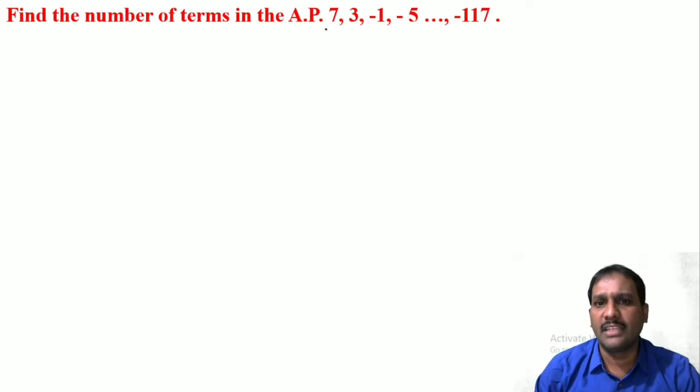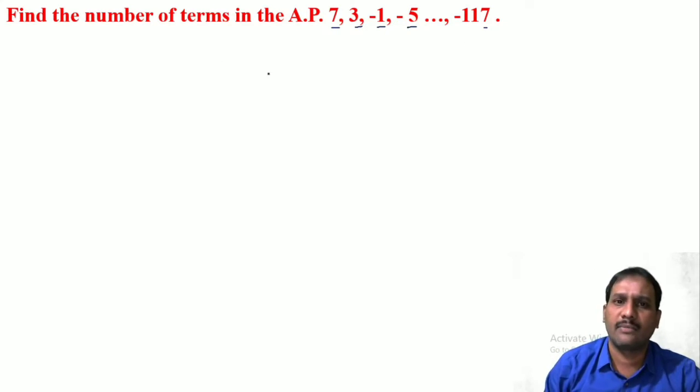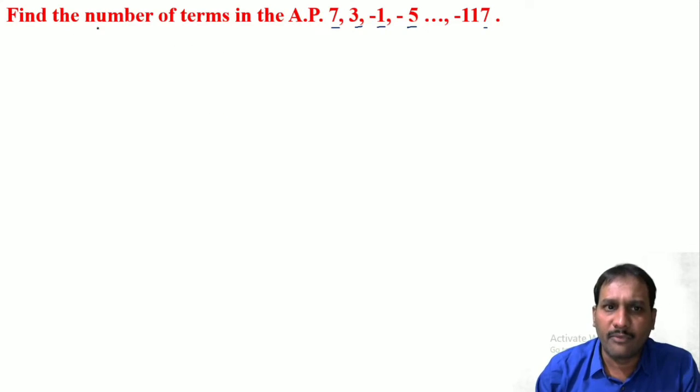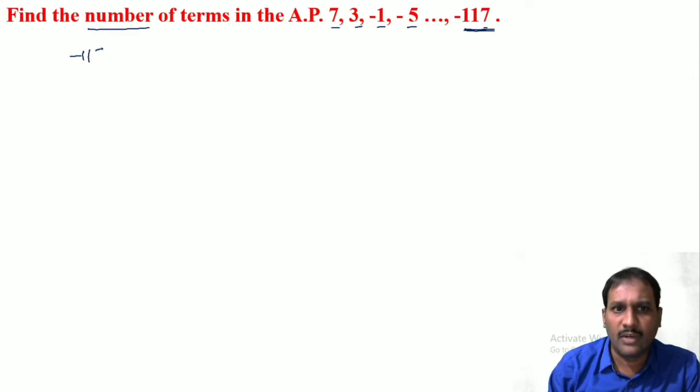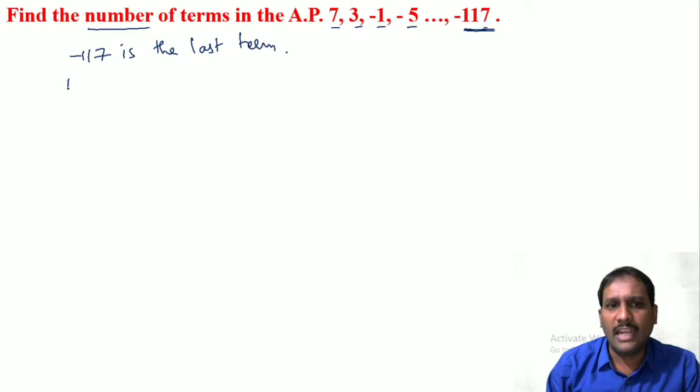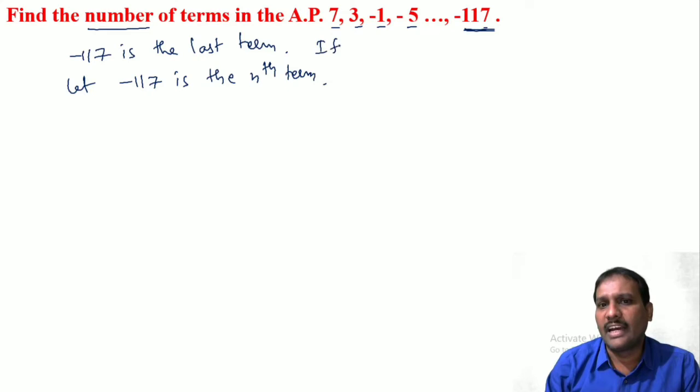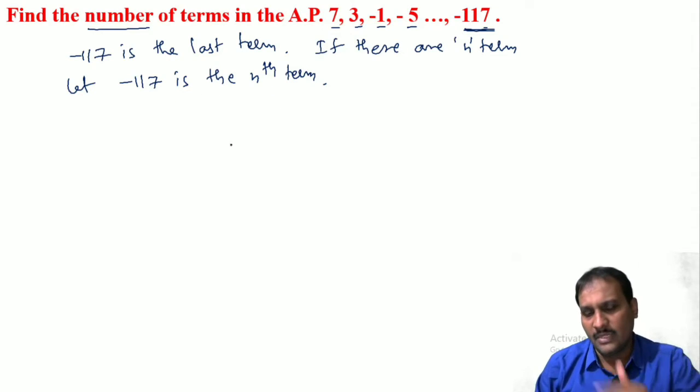Find the number of terms in the AP 7, 3, -1, -5 and so on up to -117. If you observe the problem, we have to find the number of terms. Here how many terms are there, that we have to find. So here what is the last term? -117 is the last term. So let -117 be the nth term. Means if there are n terms, then the last term is the nth term. Therefore, the nth term is -117.